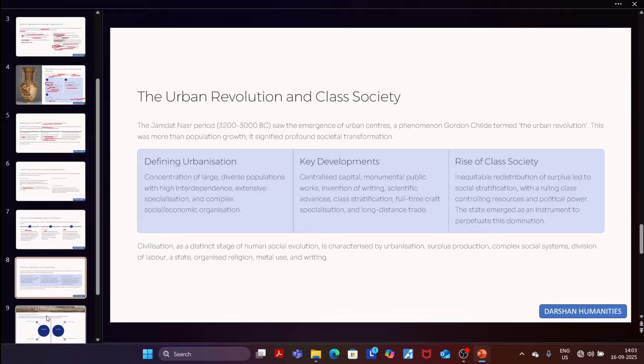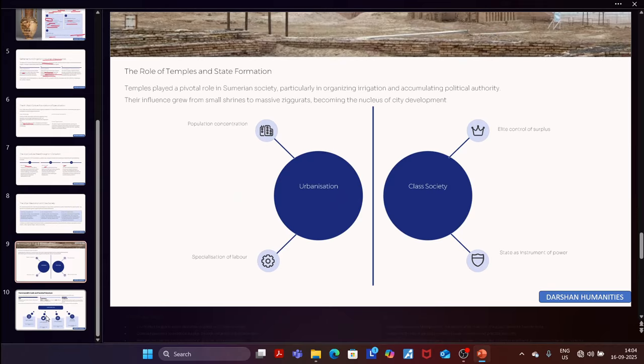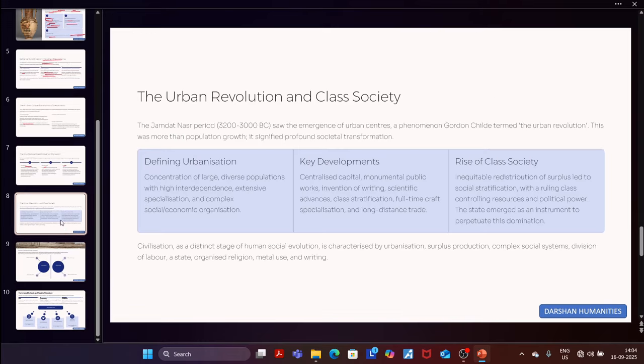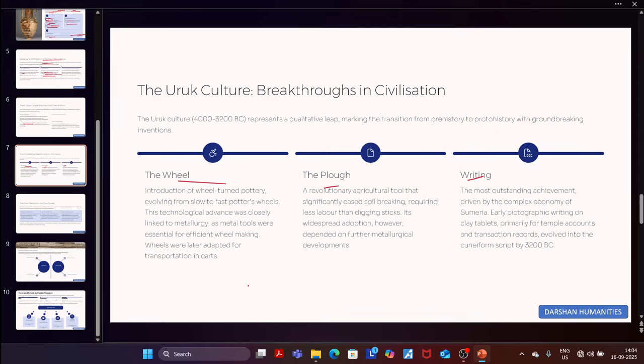Okay, the role of temples as centers of power and organization. Let's first discuss Uruk for its innovation in writing, and technological innovation: the wheel, the plow.